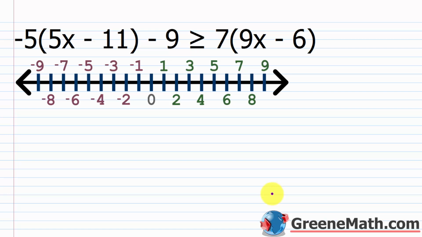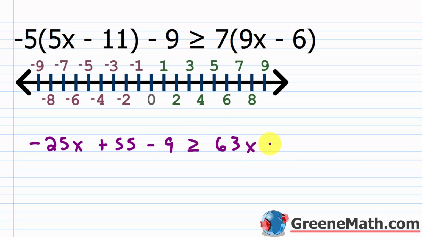So we have negative 5 times the quantity 5x minus 11 minus 9 is greater than or equal to 7 times the quantity 9x minus 6. So again, I'm going to start by simplifying each side. So negative 5 times 5x is negative 25x. Then negative 5 times negative 11 is plus 55. Then minus 9, and this is greater than or equal to 7 times 9x is 63x. And then minus 7 times 6 is 42.